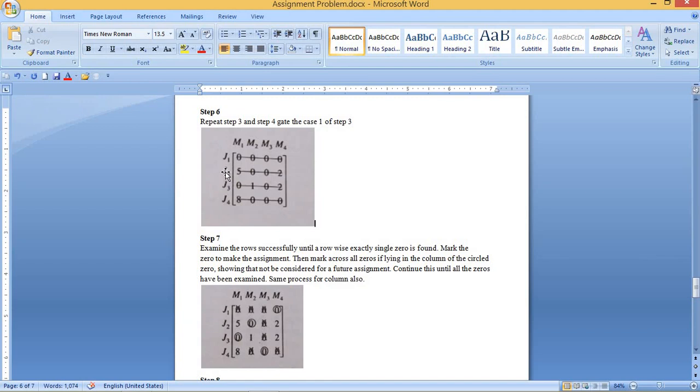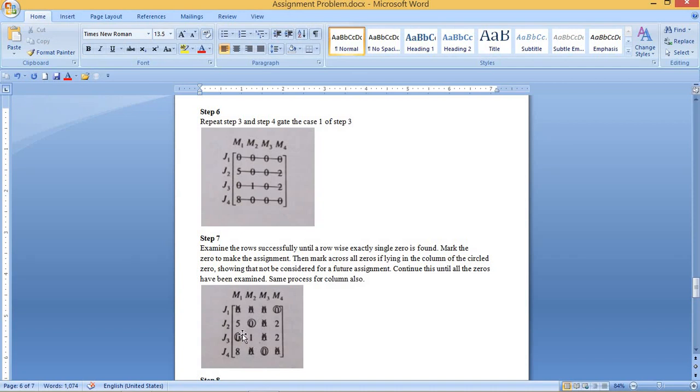That means we can define that J2 is assigned to M2. That will be defined here. J2 is assigned to M2, so it will be circled, and the corresponding zeros in that particular row and the corresponding zeros in that particular column are crossed out.